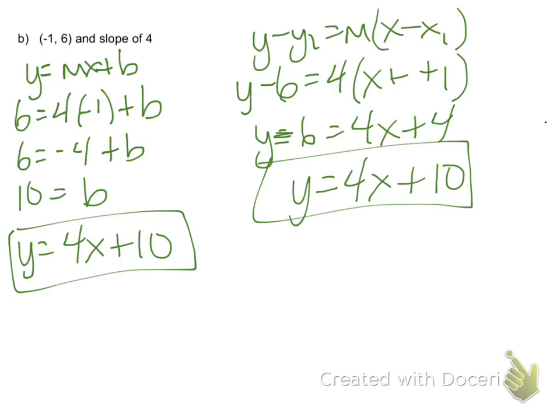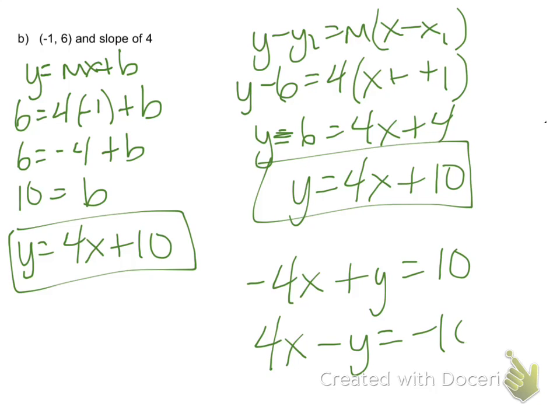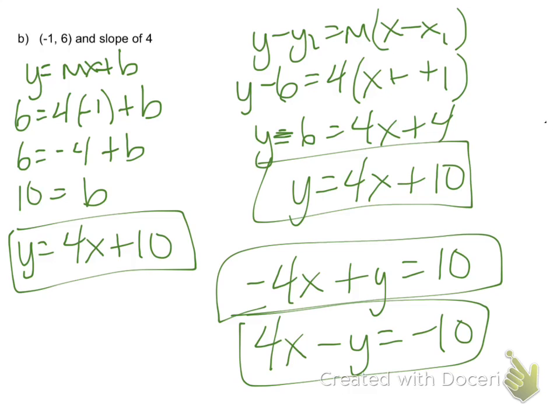Now writing this in standard form, if I bring the x term over, -4x plus y equals 10, I do have integer values for a, b, and c. I could also write this with a leading positive value. If I multiply through by -1, I get 4x minus y equals negative 10. So now we actually have 3 different versions of the exact same line.